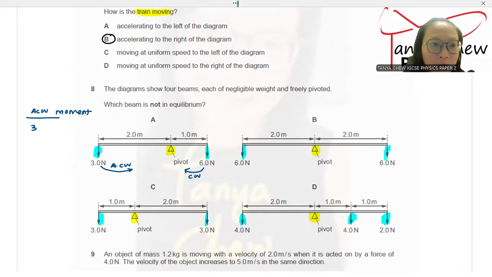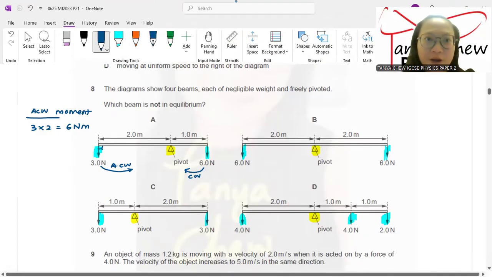Moment is force multiplied by perpendicular distance from the pivot. From the 3 Newton towards the pivot, that is 2 meters. So you get 6 Newton meter for the anti-clockwise direction for A.